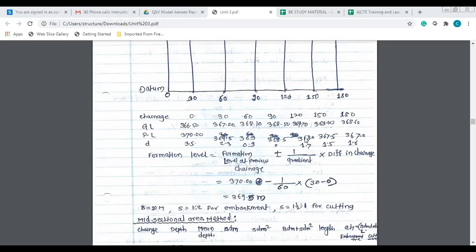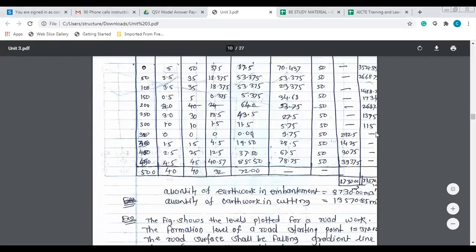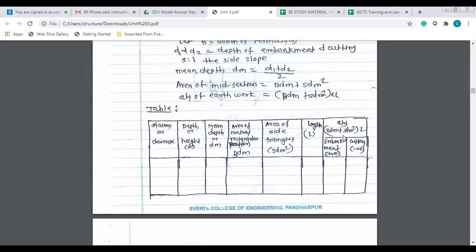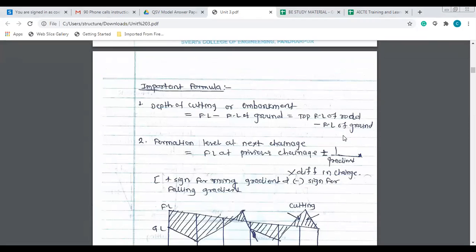So after getting these FLs, our next step is to calculate the depth. Now, what is the formula to determine the depth? Depth of cutting or depth of embankment? Again, we will move towards our previous problem. What is the formula? Depth of cutting or embankment equals FL, that is formation level, minus RL of the ground, or it is equal to top RL minus RL of the ground.